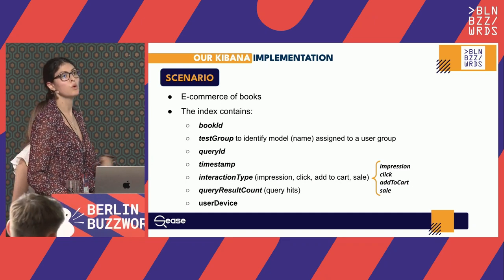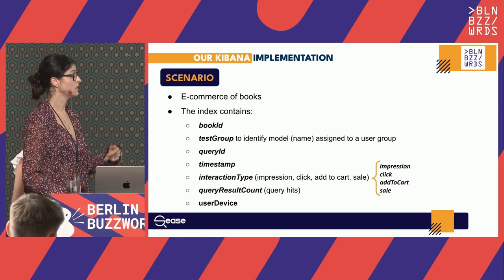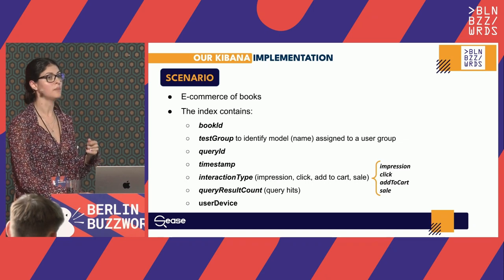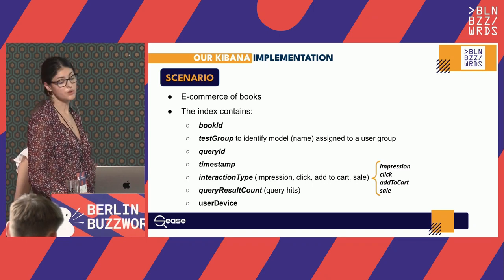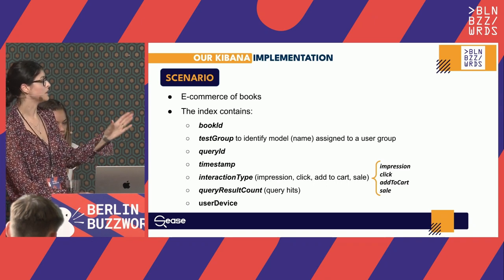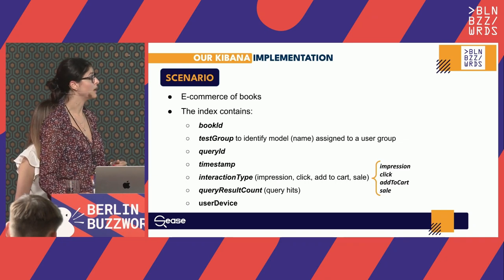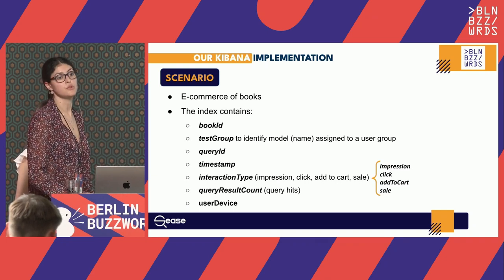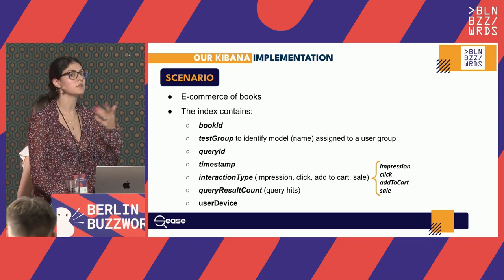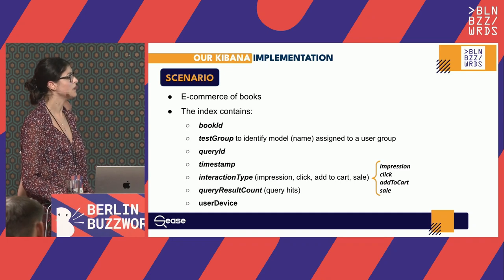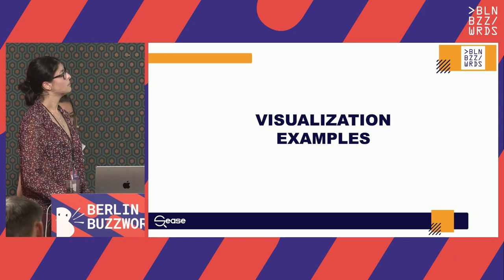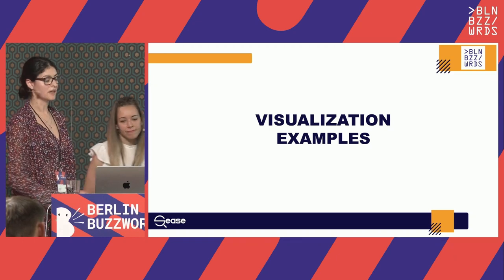It could be useful if you want to make an analysis based on the number of query hits, so the result count returned by a given query. And finally, the user device. If you want to make a comparison between different devices, in our case, desktop and mobile. Of course, you can use other fields, other features that you think are important for your use case and your domain. In our case, we use just these. Okay, and then I'll pass the ball to Anna for the visualization example part.